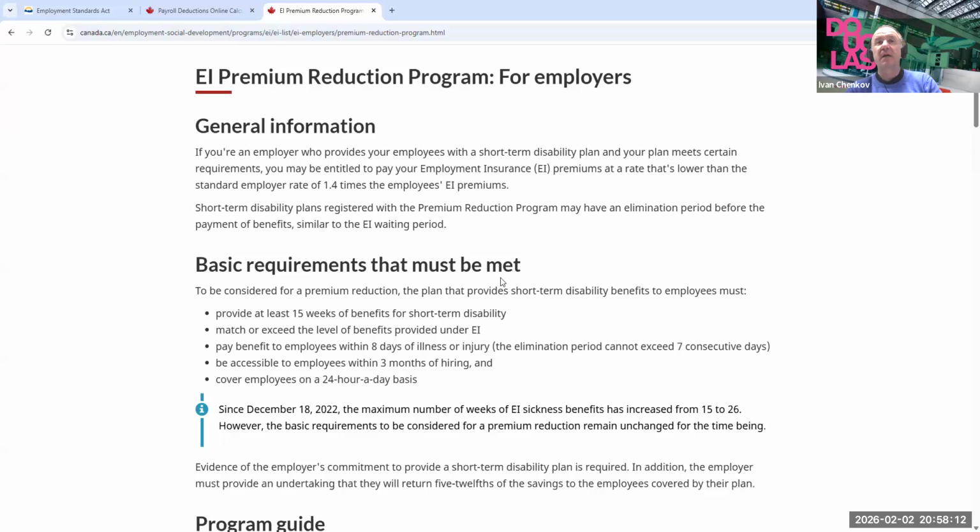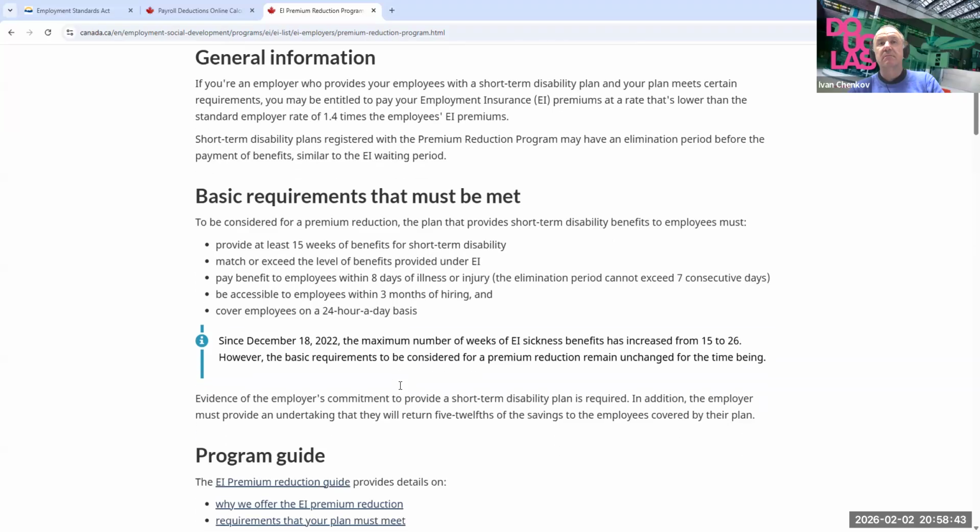Basic requirements must be met. You have to provide at least 15 weeks of benefits for the short-term disability. So the first 15 weeks, employment insurance doesn't cover, so you cover it through your insurance. Match or exceed the level of benefits provided under employment insurance, pay benefits to the employee within 8 days of illness or injury, be accessible to the employee within 3 months of hiring, and cover the employee on a 24 hours a day basis.